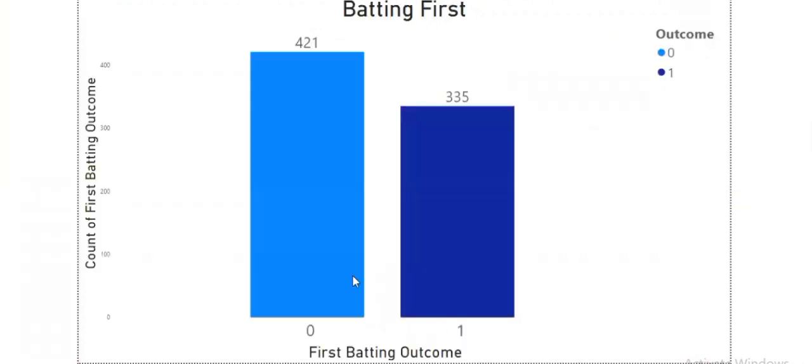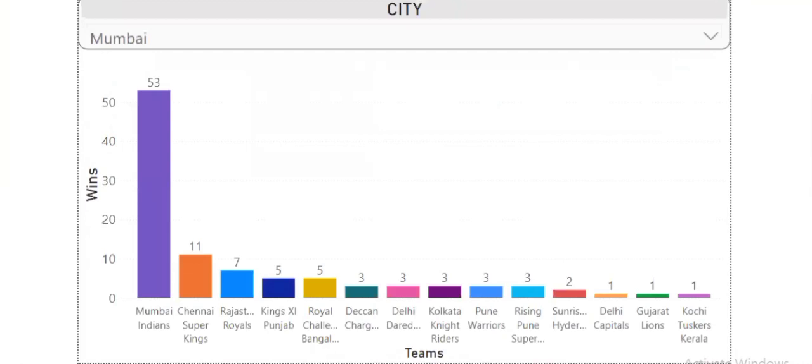On the other hand, if I move to batting first, here we can see that when the team bats first, they win only around 335 times, and they lose 421 times. Okay, so now let's move to our next contribution.